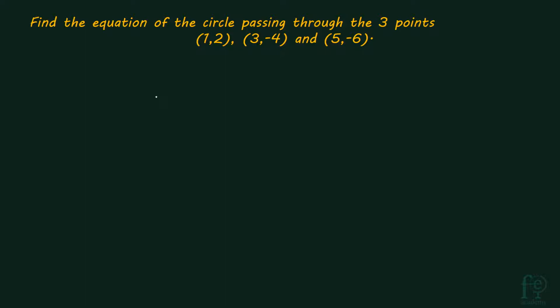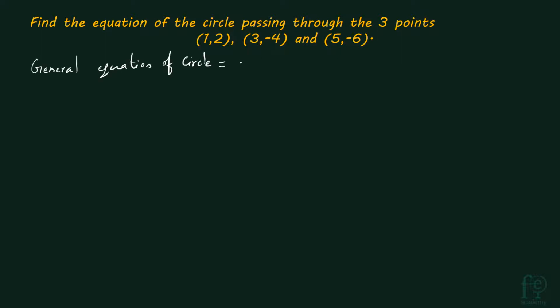Find the equation of the circle passing through the 3 points (1, 2), (3, -4) and (5, -6). This is the second type of question which can be asked from the equation of the circle. Here you cannot find the answer from the standard equation of the circle. You have to use the general equation of the circle.